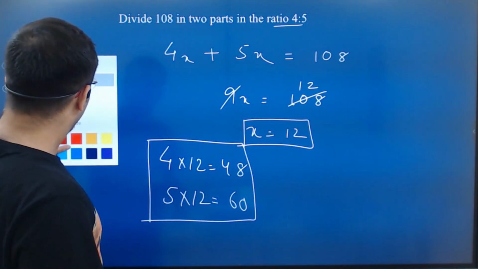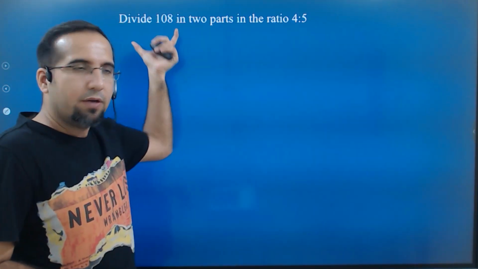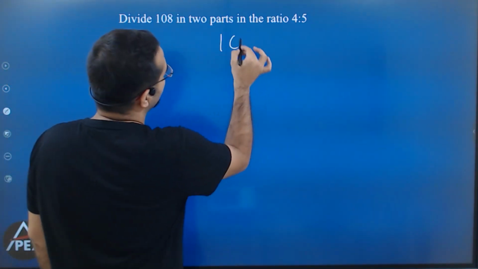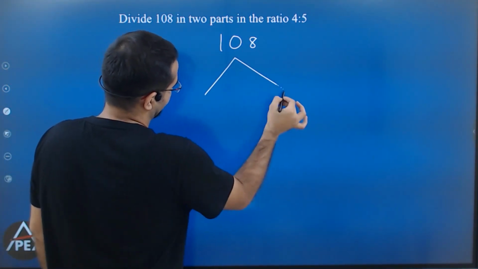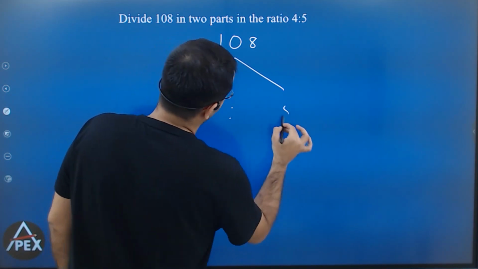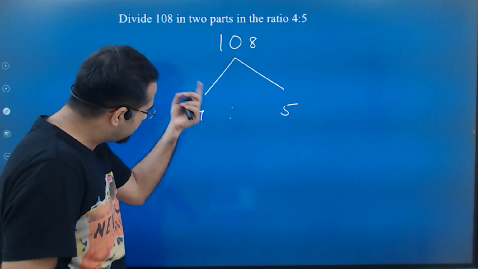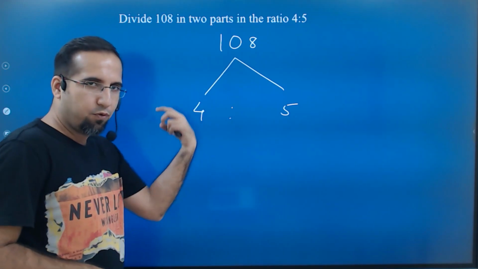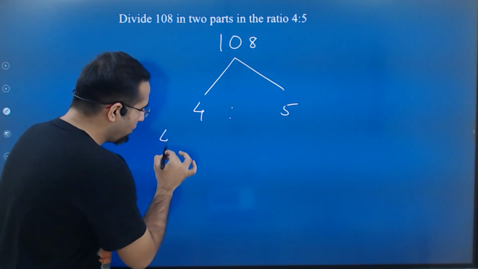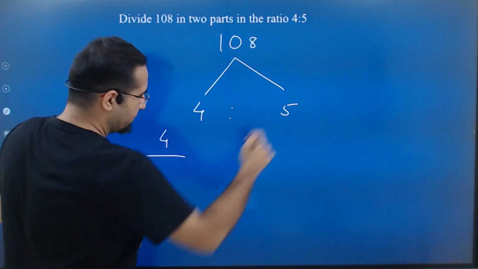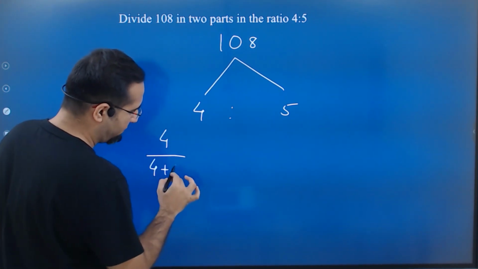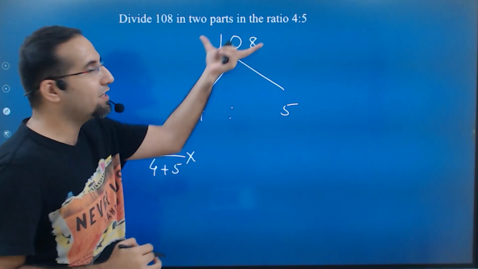Now I always recommend this when total is given. Okay, so it's like this. I'm dividing a total of 108 into two parts, that is 4:5. Now remember, the value of the fourth part would be 4 divided by the sum of all the terms given, 4 plus 5, multiplied by the total quantity.